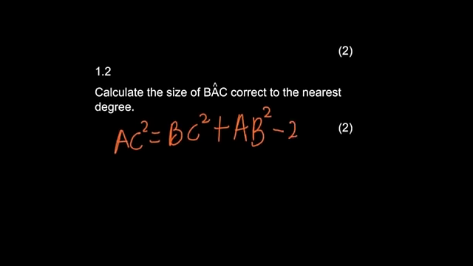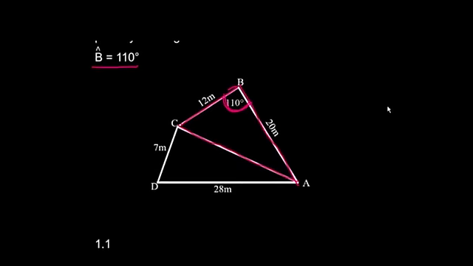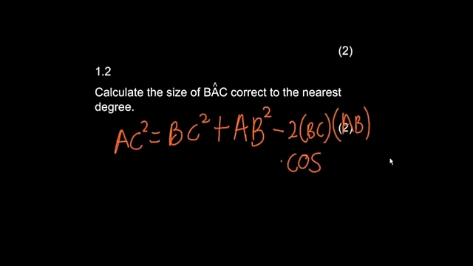So 2 times the length of BC, I'm running out of space here, times AB, and that is all multiplied by the cosine of the angle that is opposite the side we started off with. What is the angle that we started off with? 110. So multiplied by cos 110 degrees. So let's now substitute.